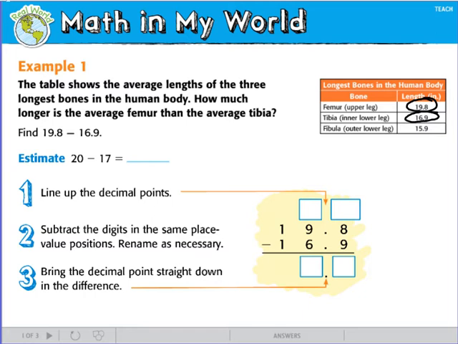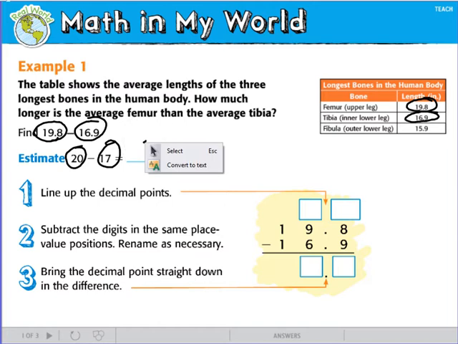Thank you. Okay. So, we're going to round them both to the nearest one. They've already done it for us. 19 and 8/10 rounds, nearest one is 20. 16 and 9/10, nearest one, 17. 20 minus 17? 3.